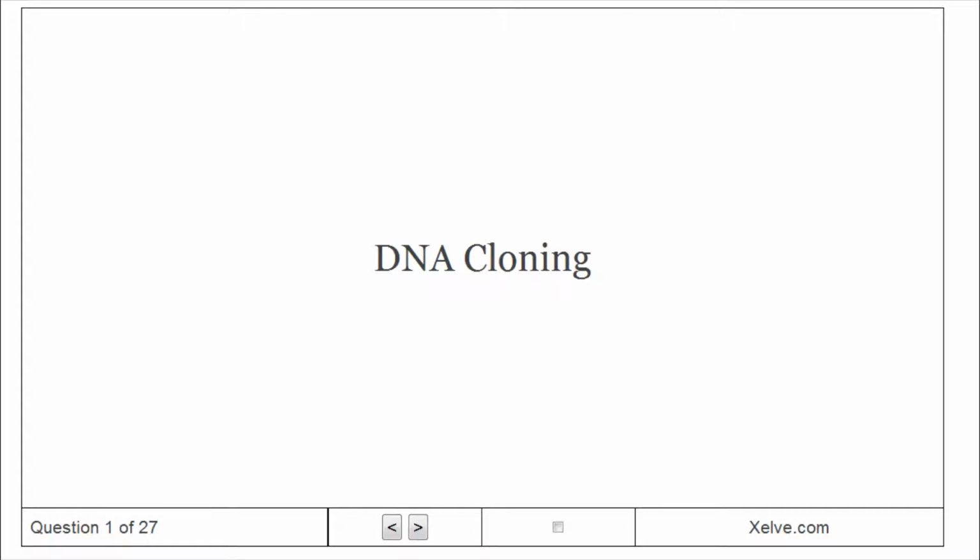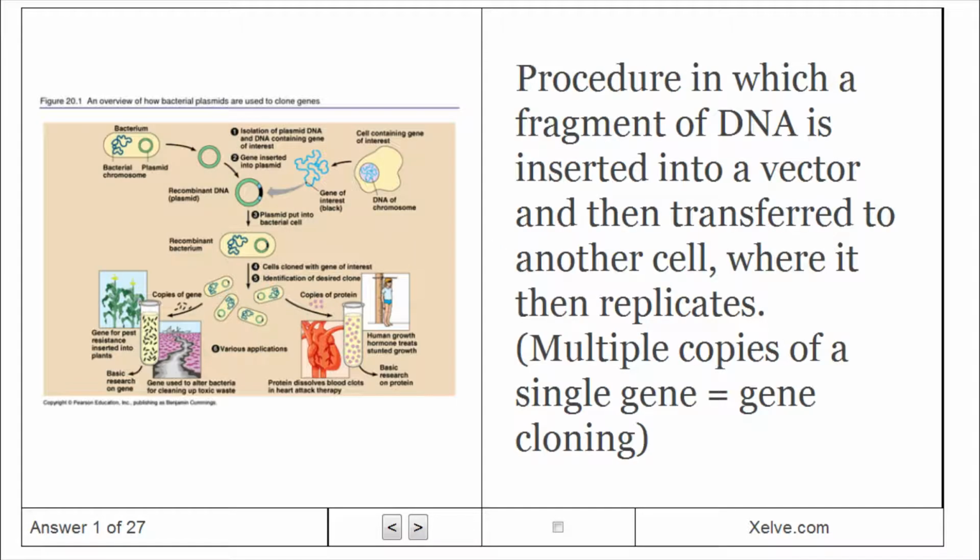DNA cloning. Procedure in which a fragment of DNA is inserted into a vector and then transferred to another cell, where it then replicates. Multiple copies of a single gene equals gene cloning.